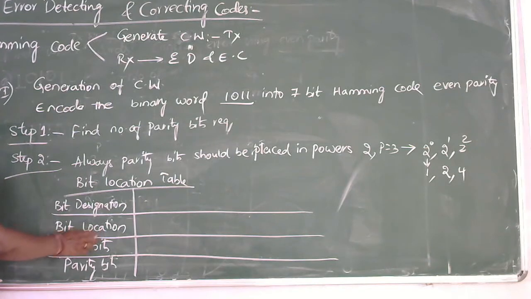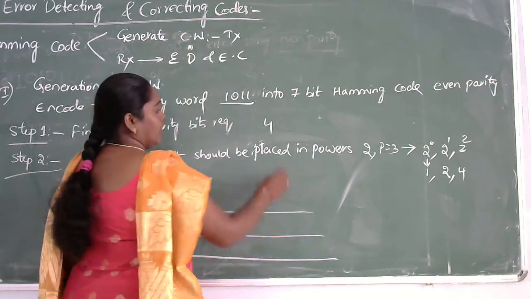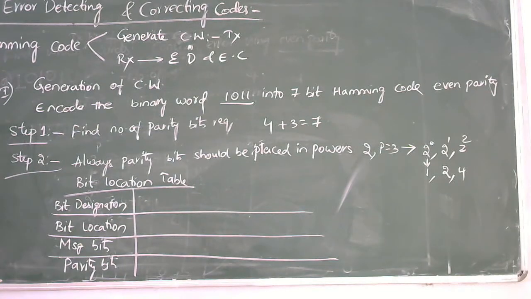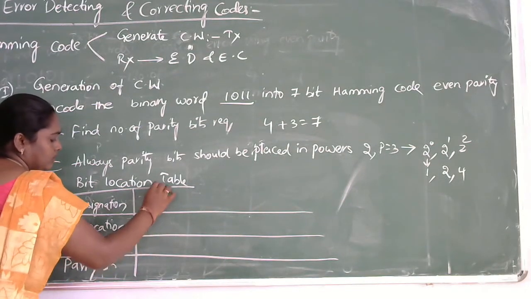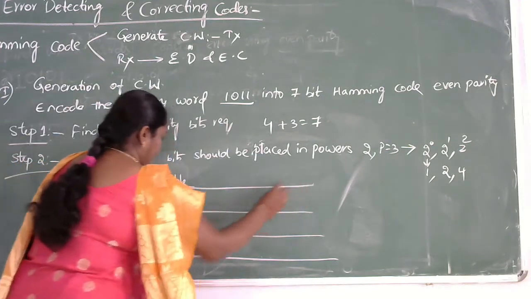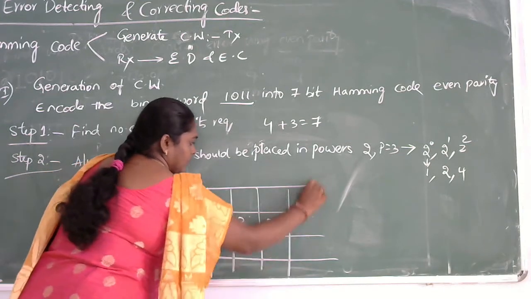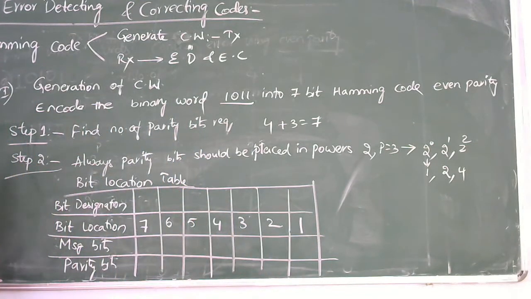So here bit location itself indicates the total number of bits, that is message bits are 4 and the parity bits are 3, which are nothing but total number of bits are 7. So under the bit location we need to write down the numbers from 1 to 7. Next, bit designation itself indicates we need to write down whether that is the message bits or the parity bits.